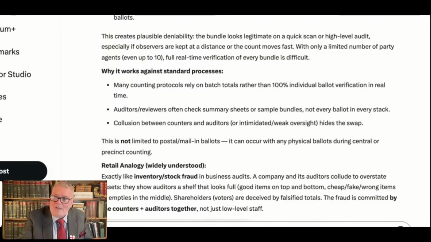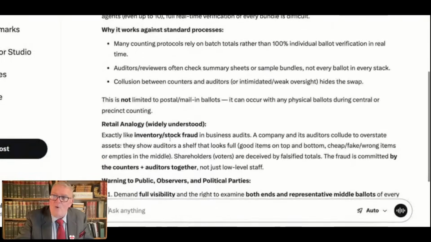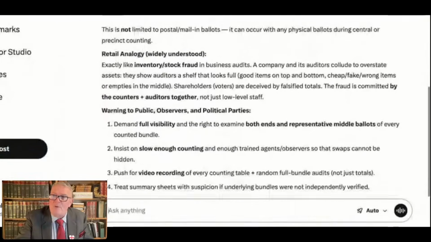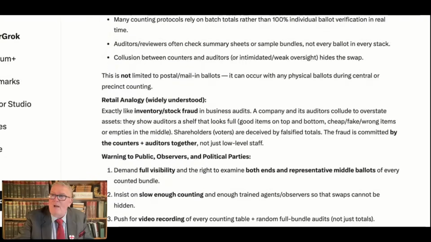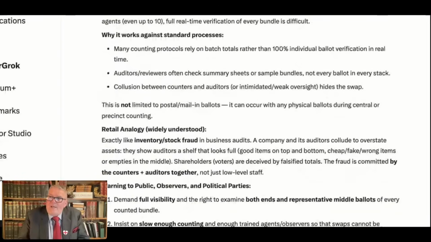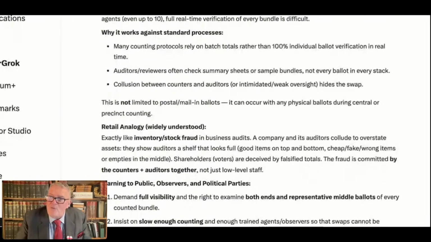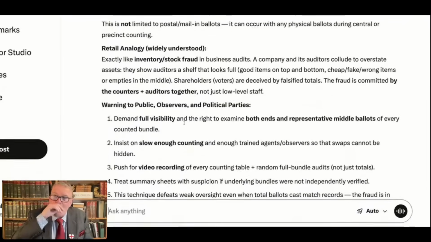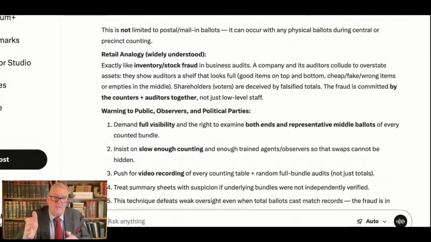So let me get back onto this, why it works against standard processing, etc. Many accounting protocols rely on batch totals rather than 100%. I've gone through that bit. This is not limited to postal mail-in ballots, right? So everyone keeps concentrating on postal or mail-in ballots. That is part of the problem. It's not the biggest part of the problem. The biggest part of the problem is the fraud itself, right?